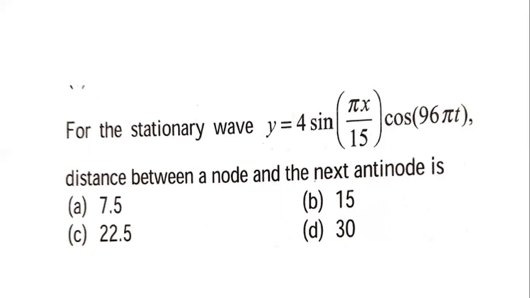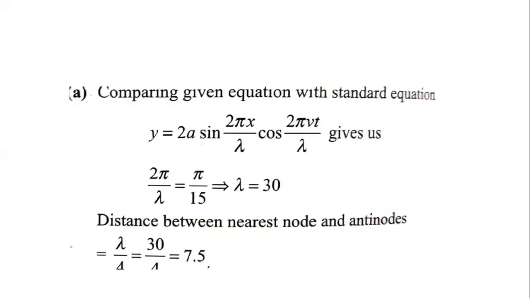In this particular question, what you need to do is just compare the given equation with the standard equation of the stationary waves, and then you can find out the distance between node and antinode. As you know, the distance between any two consecutive nodes or any two consecutive antinodes will be lambda by 2, and the distance between the node and the next antinode will be lambda by 4. If you can find out the wavelength, then directly you can find out the distance between node and the next antinode. Now let us see the solution.